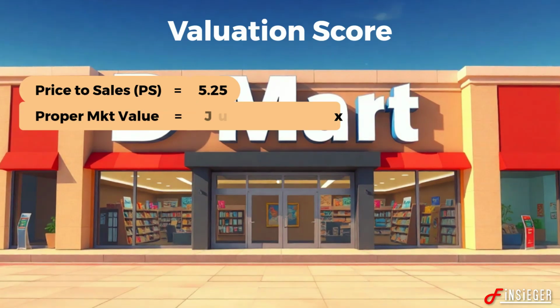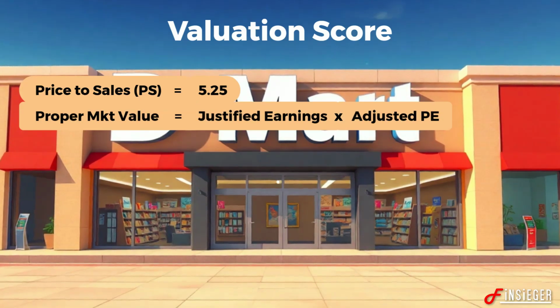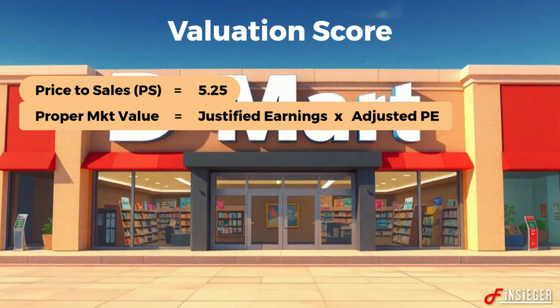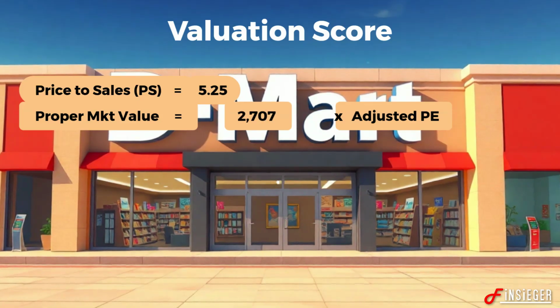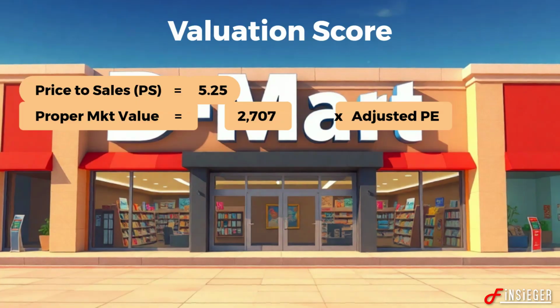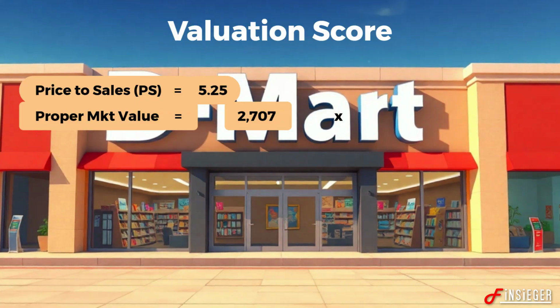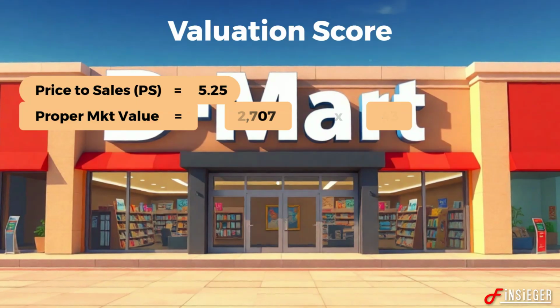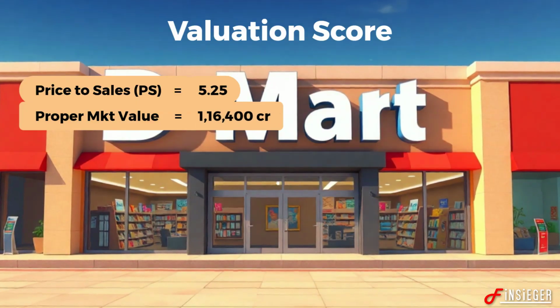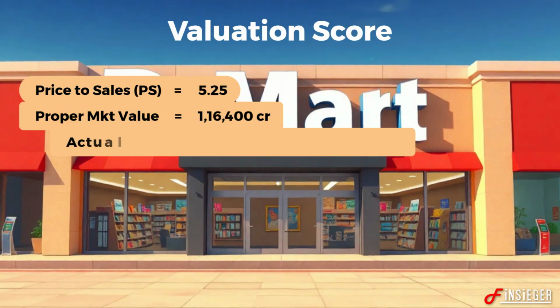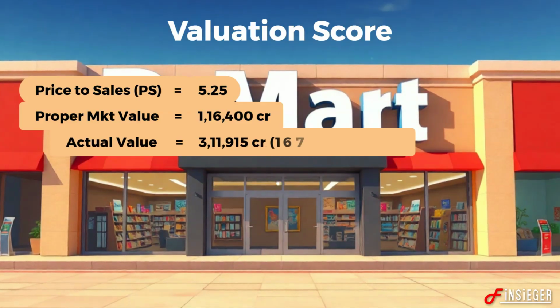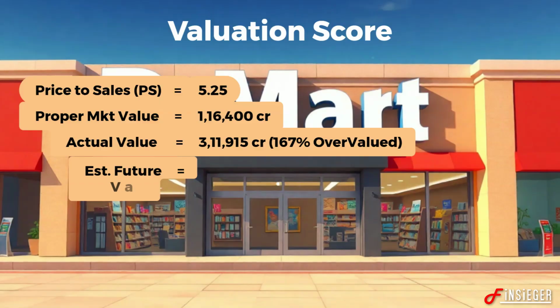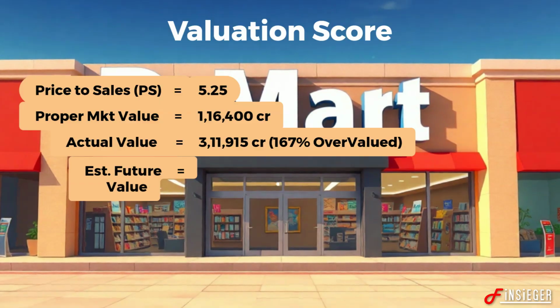Proper market value is calculated by justified earnings multiplied by adjusted PE. In Dmart's case, justified earning is 2,707 crore, which is multiplied by the adjusted PE according to 14% growth, which is 43. So we get the proper value as 1,16,000 crores, which is quite a bit lesser than its actual value. Which says the stock is overvalued by 167%.